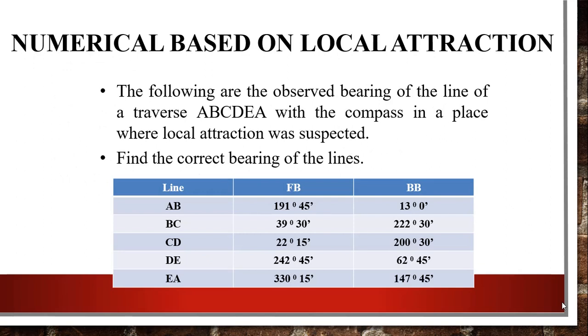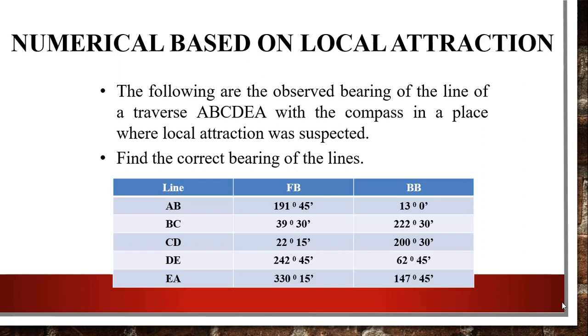Now moving forward to the next topic, that is numerical based on local attraction. Local attraction is nothing but the presence of magnetic materials nearby the survey field. Because of that, the bearings which are obtained are slightly incorrect. So with the help of applying correction, you are able to find out the corrected bearings when there is a local attraction suspect. The local attraction phenomena I already briefed in my previous video of compass survey.